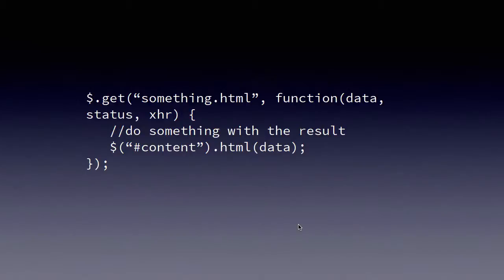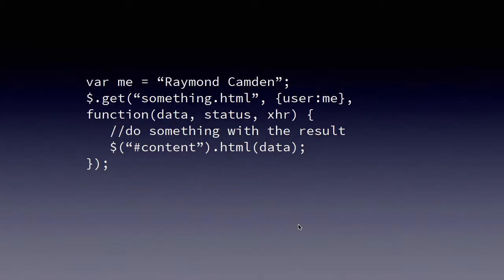The pure data, essentially what was in something.html, a status result, as well as a generic XHR object wrapped in jQuery. Normally though, all we really care about is that data result. I could get a bit more complex and actually pass data along as well. In this case, I have a variable called me. It's just a string, my name. And then I pass it as the second argument to get as an object. I say user:me to say I want to pass an argument along with that request called user, and the value is me.